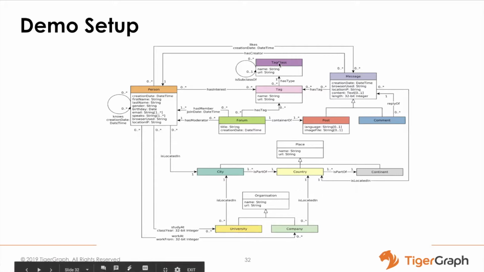And also there are tag class that classify the forum and classify the message. Message is the superclass of post and comments. And the tag class has a self-connected edge, is subclass of, so you can have a hierarchy of the tag.